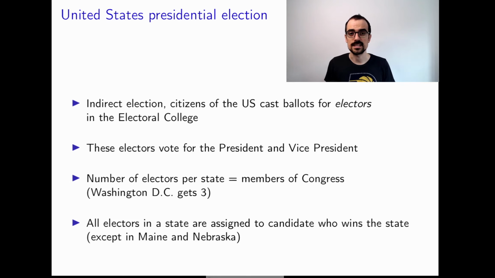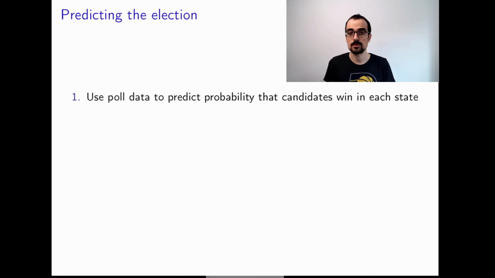All electors in a state are typically assigned to the candidate who wins that state. So for example, if a candidate wins California, they will get all the electors from California, with 2 exceptions, Maine and Nebraska. Okay, so how do people go about predicting the result of an election?